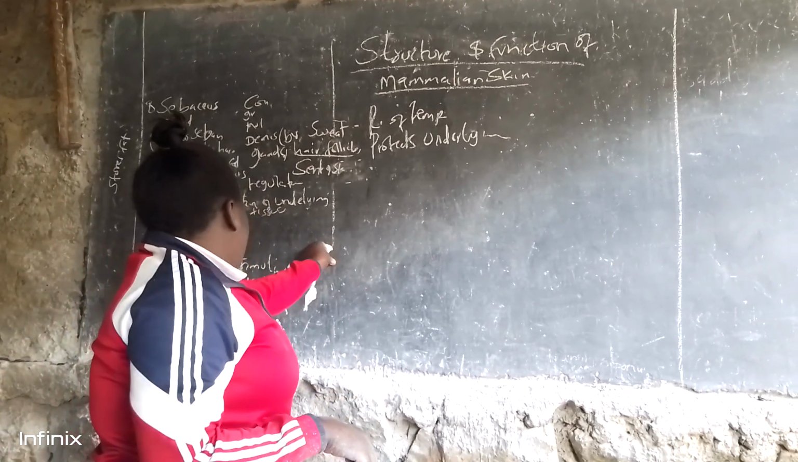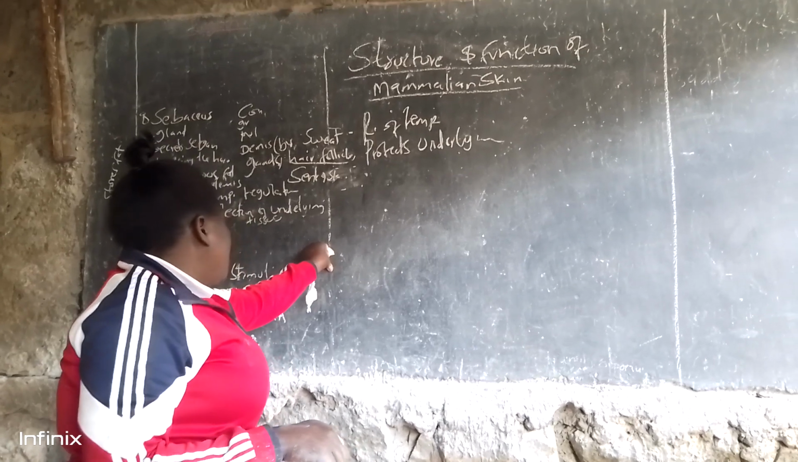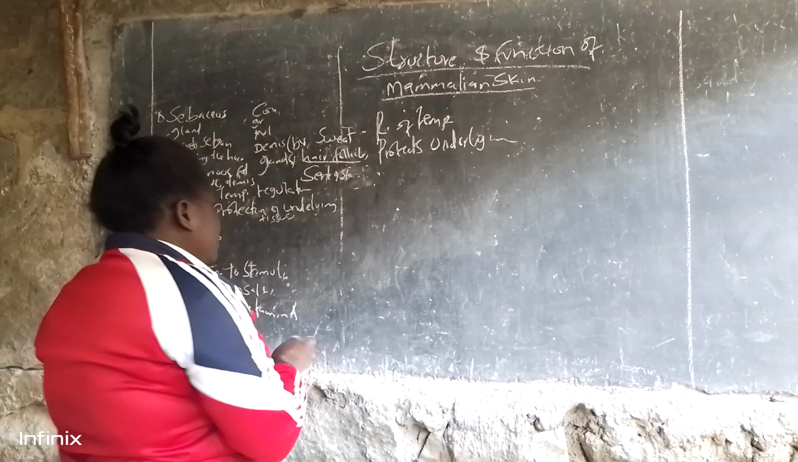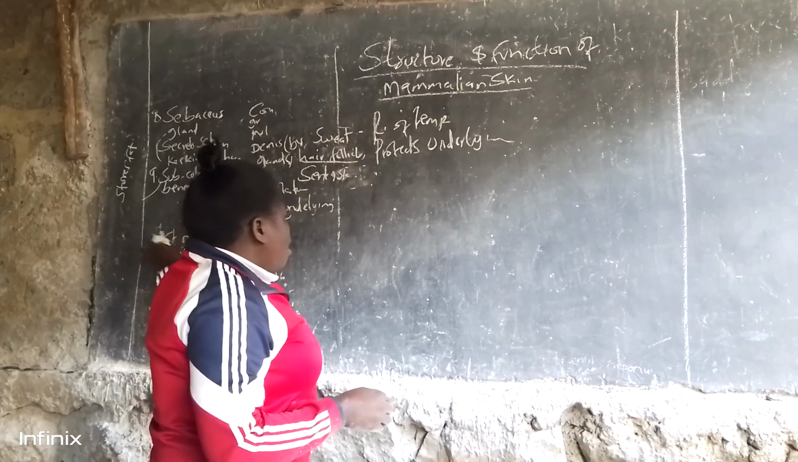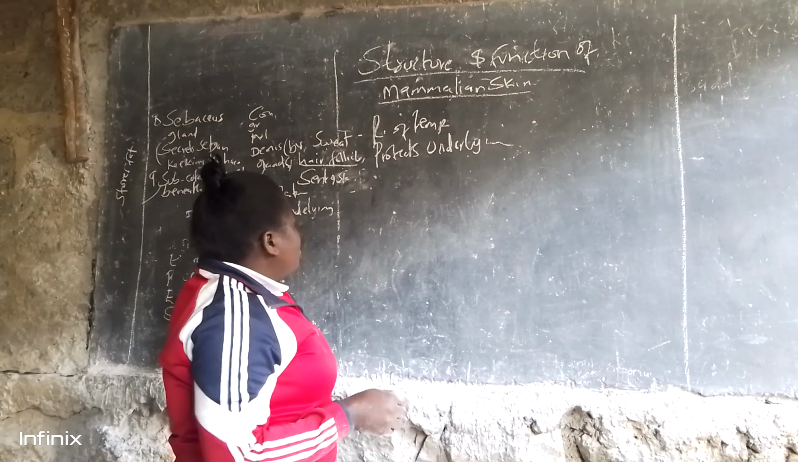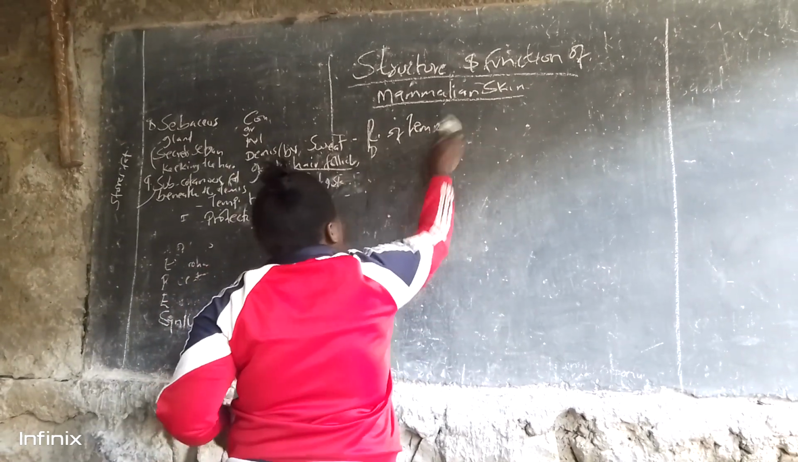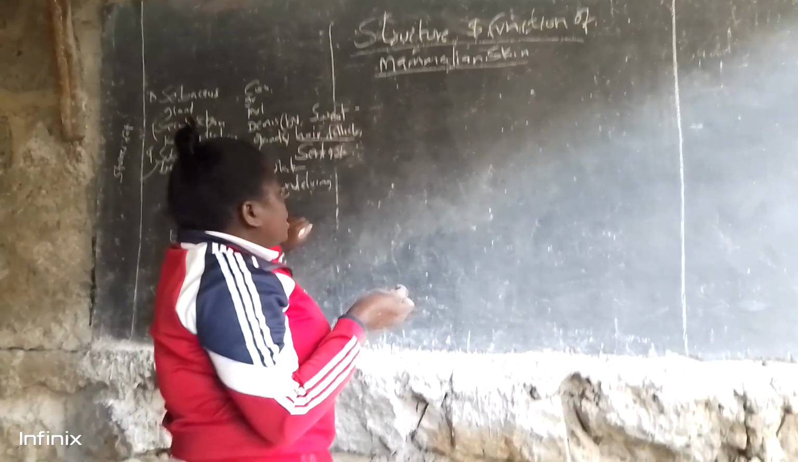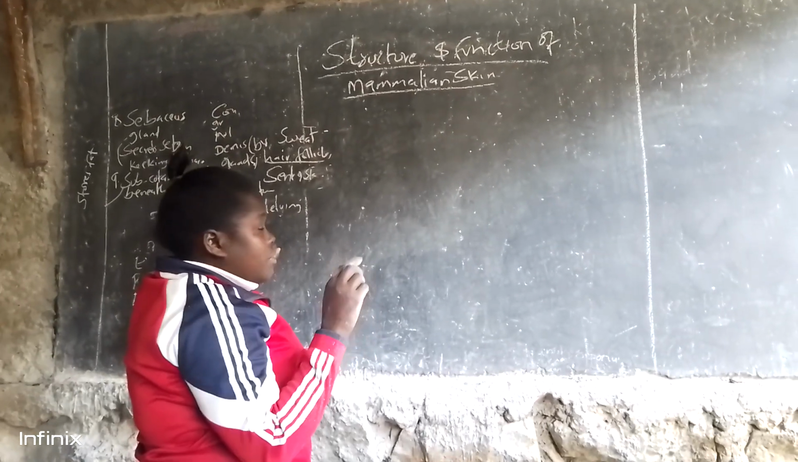Then we have excretion of salts, urea, etc. Then we have synthesis of vitamin A. So those are the functions of the skin, the very main functions of the skin. After that, we're going to look at the structure and function parts of the skin.